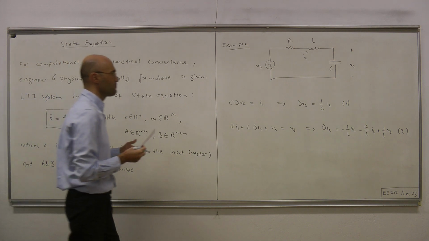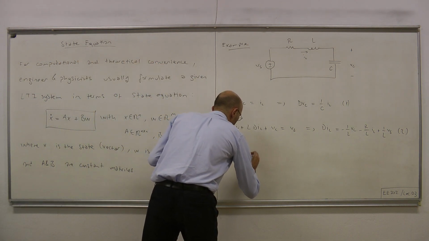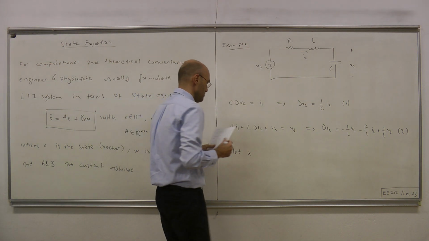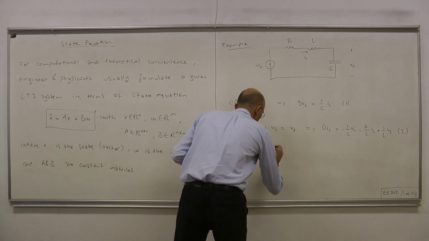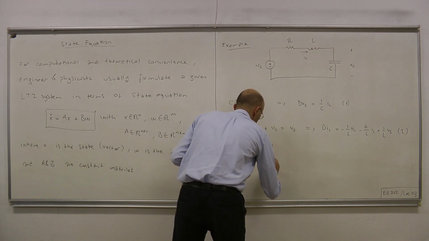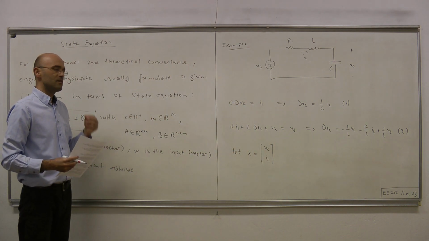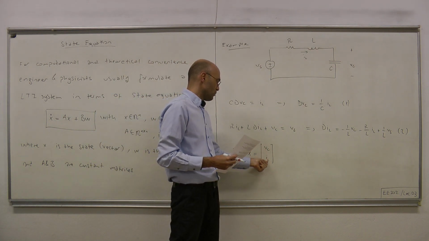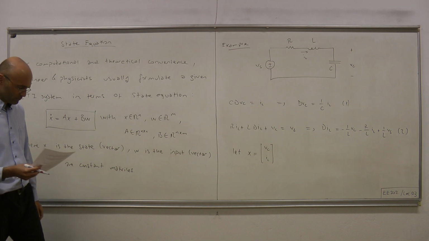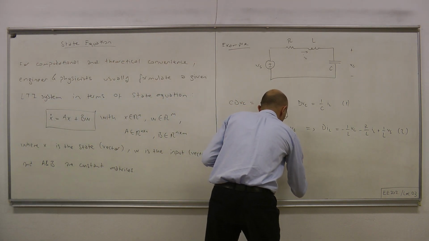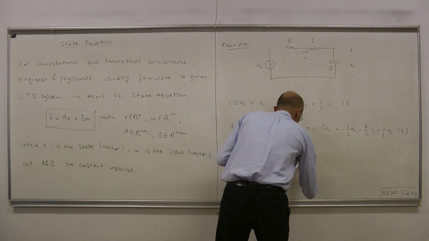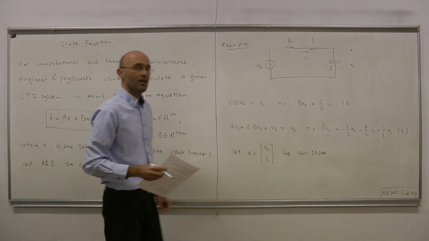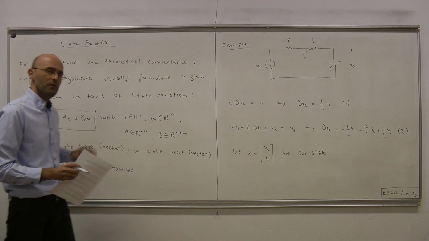Okay. Now let X, which will be our state vector for this example, be VC and IL. So that's a vector in R2, two-dimensional space, and the entries are capacitor voltage and inductor current. So if we choose this as our state, by the way, we haven't yet defined what we mean precisely by state, but that's going to happen later.